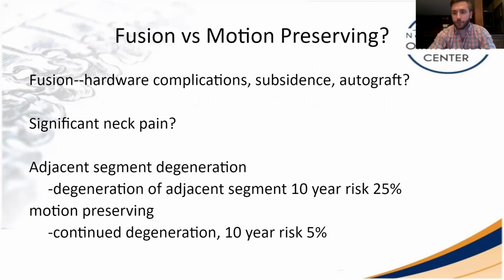So why fuse? Why do motion preserving? With fusion, you're putting a plate, you're putting screws. That plate is right up against the esophagus. That can lead to hardware complications. You're putting in a spacer. Usually that's either plastic or titanium, or allograft, like a cadaver bone graft. Most of these are harder than the patient's own bone. So if you put a very hard implant in a patient who has very soft bone, that can lead to settling, where the graft will actually push through the vertebral body. That is the exact opposite of what you want, because we want to increase the space between the vertebral bodies to increase the space in that foramen.